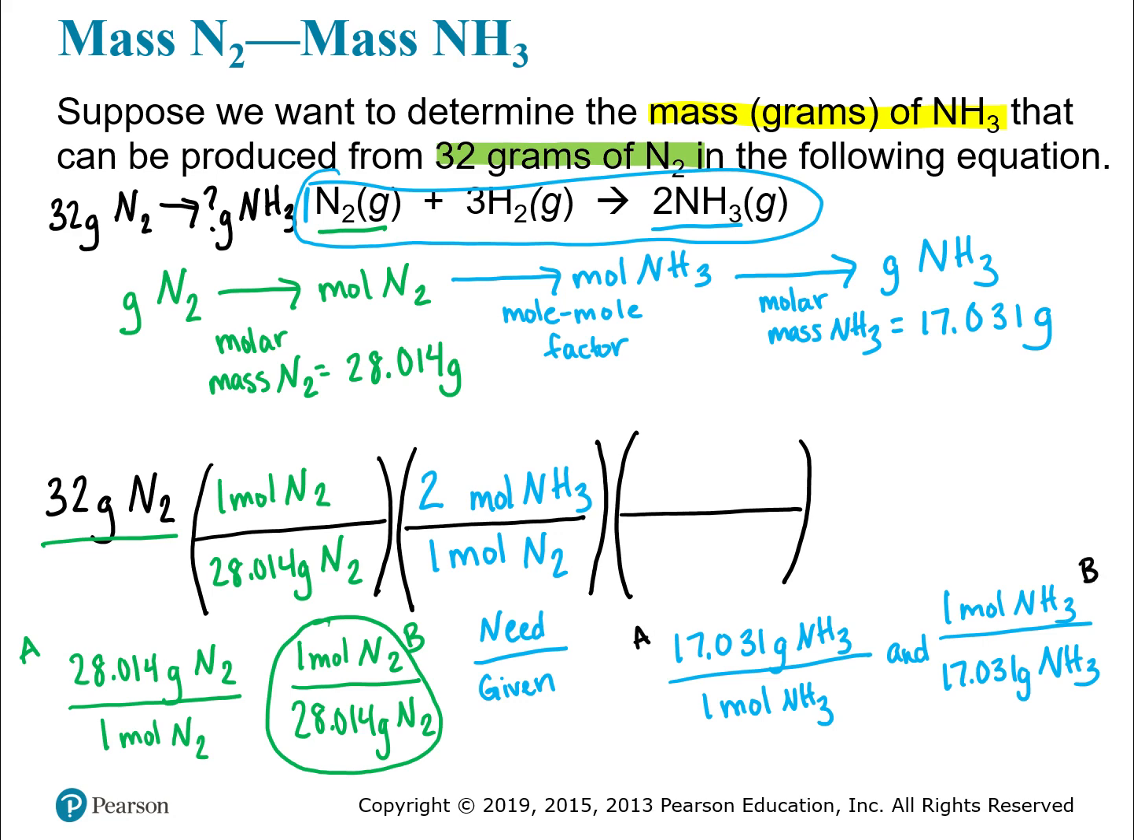Which one do we need to use if we're trying to convert from moles of ammonia to grams of ammonia? Not this time. This time we're going to go for A, because we need grams at the end. So we're going to cancel out the moles to be left with grams at the top. Participation is much appreciated.